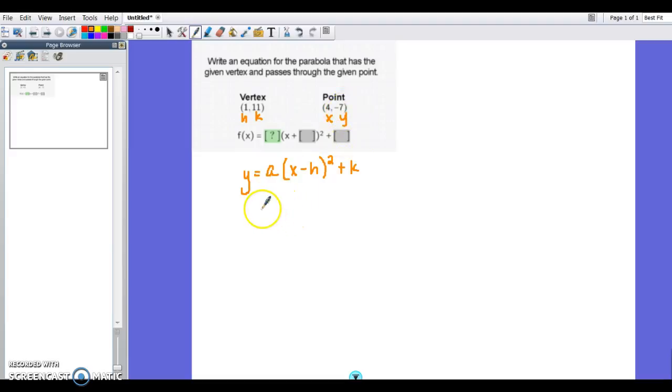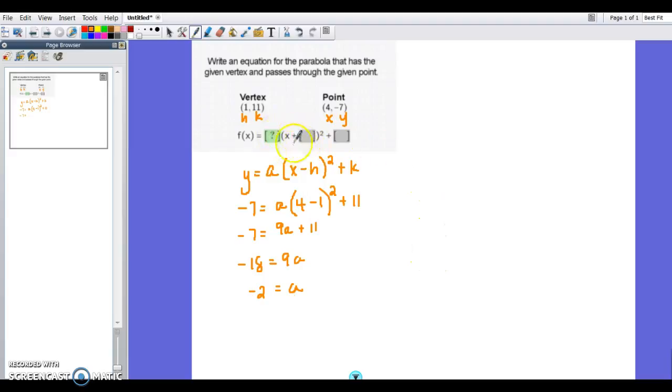So if I go ahead and substitute in, I have -7 is equal to a times x is 4. So I have 4 minus h, which is 1, squared, plus k, which is 11. So that would give me -7 is equal to a. 4 minus 1 is 3. 3 squared is 9. So that would give me 9a plus 11. So if I subtract 11 from both sides, right, I get -18 is 9a. And so a comes out to be -2.